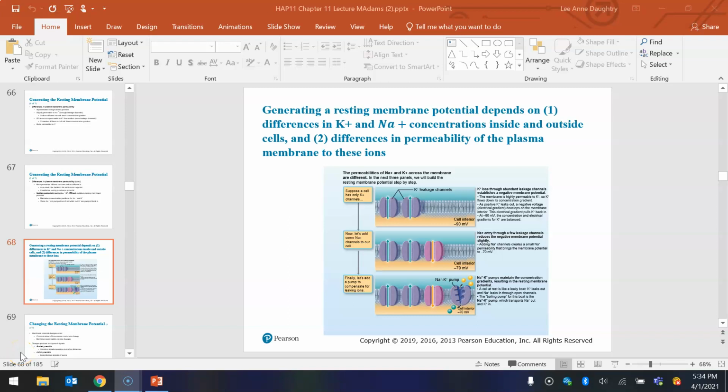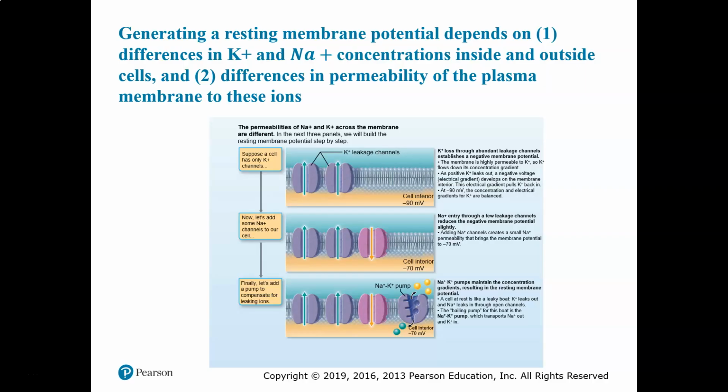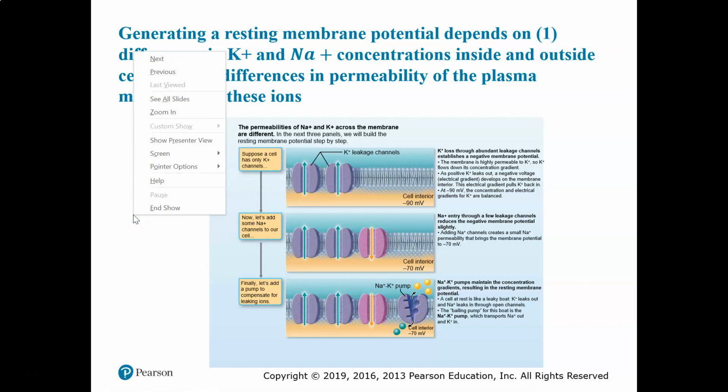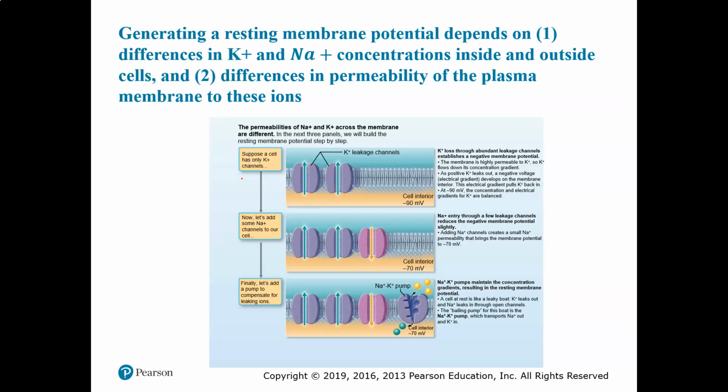We're continuing on with part B of chapter 11 on the nervous system. Let me go ahead and blow this presentation up so you can see it larger. This is a really good illustration of the resting membrane potential, and I'll try to explain it to you as best I can.